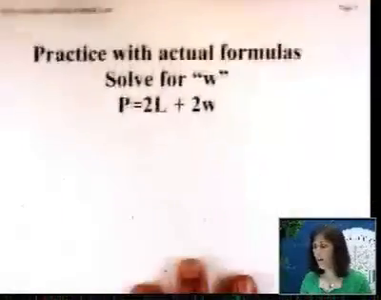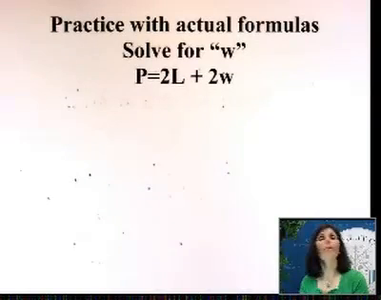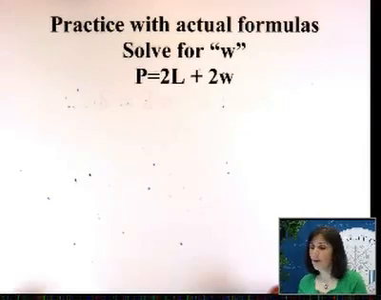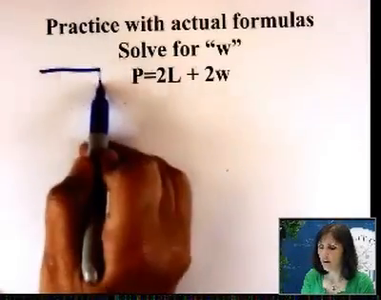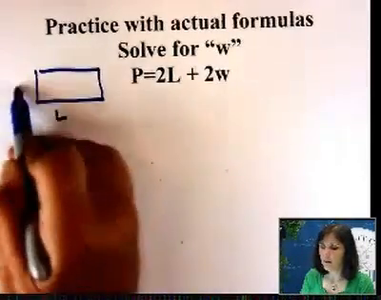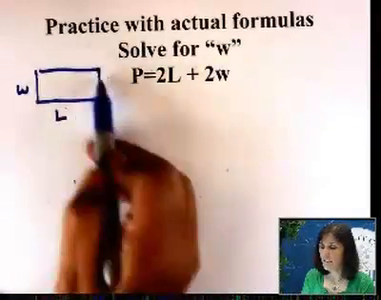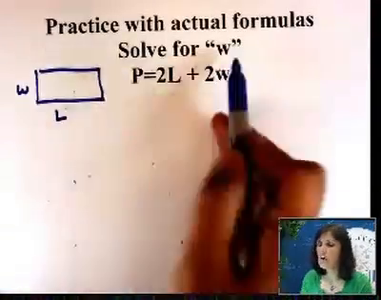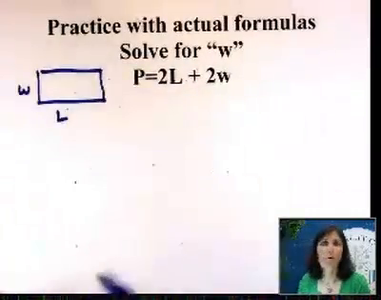Okay, when we do actual formulas, this one, if you look at it, this is like the perimeter of a rectangle. You have to have some basic geometry and those kind of things to do these problems. Here we go. Here's my rectangle. Here's my length. Here's my width, or vice versa. The perimeter is 2 of these guys and 2 of these guys. All right? So solve for W. Let's say they give you the perimeter and they want you to solve for W.